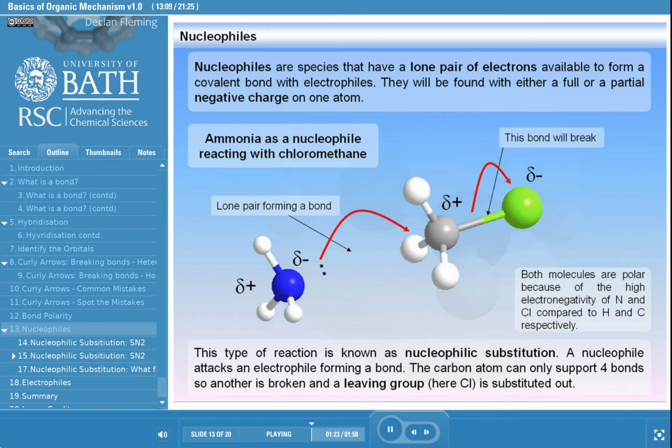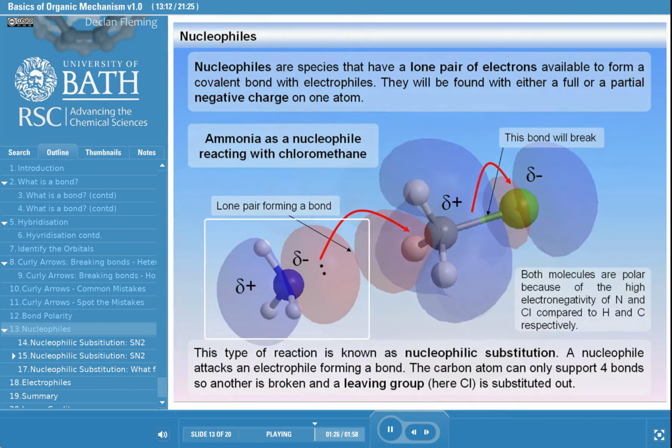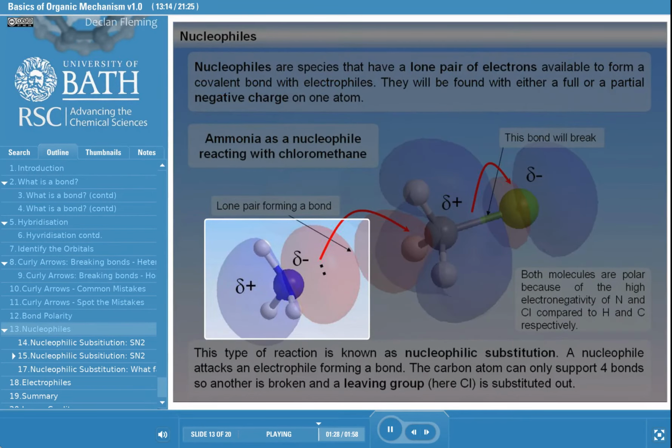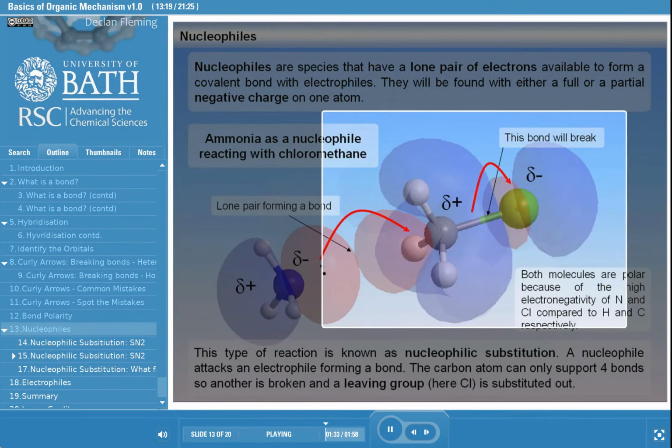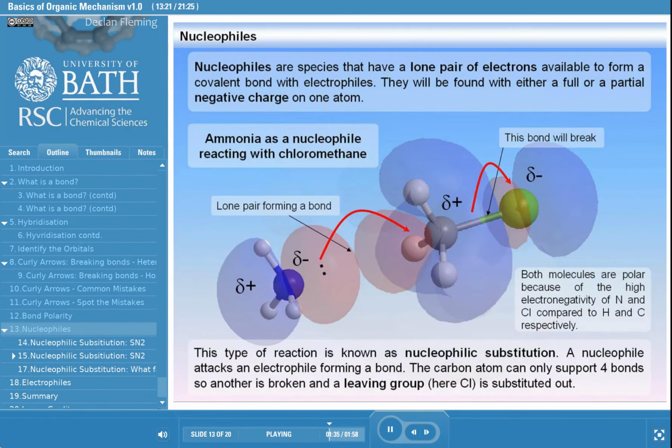A glance at the molecular orbitals shows the HOMO of the ammonia as the lone pair, and that it can overlap with the LUMO on the chloromethane. Observe the lobe behind the carbon atom ready to form a bond. Note that this orbital is antibonding with respect to the carbon-chlorine bond, which explains why that bond breaks when electrons go in here. Because the ammonia can only attack from this side, there is a reversal in the stereochemistry around the carbon, like an umbrella being turned inside out. This is known as a Walden inversion.